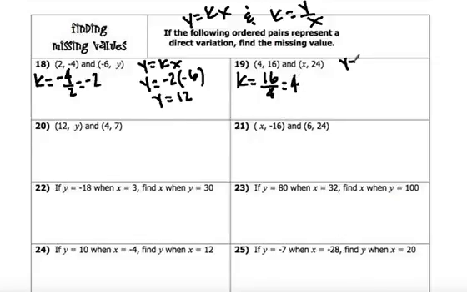Now I'm going to use y equals kx, which is my direct variation equation, and I'm going to plug in what I know from this set of parentheses. So I have 24 equals 4 times x. Well, 4 times x, that's going to divide out so I can get x by itself. And when I do 24 divided by 4, I find out that x is equal to 6.